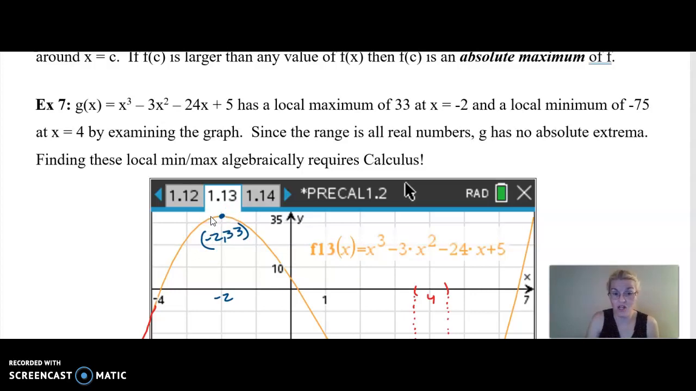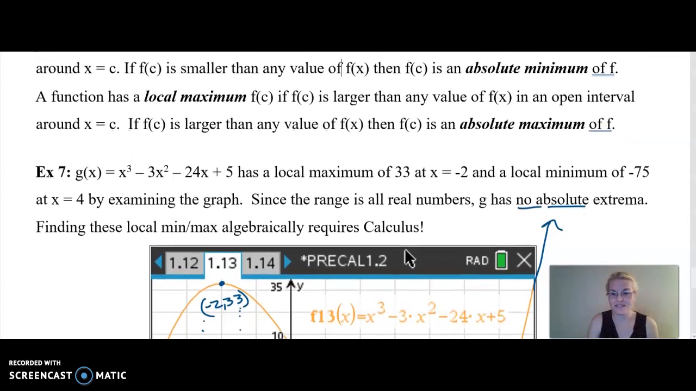It's bigger than all of the other y values immediately near it in a little open interval neighborhood. But again, it's definitely not the absolute max because it keeps going. So in this example, it has no absolute extrema. Extrema is extremes. No absolute max, no absolute min. It only has a local max and a local min. And again, to find these local mins, local maxes algebraically is what we're going to be learning in calculus.